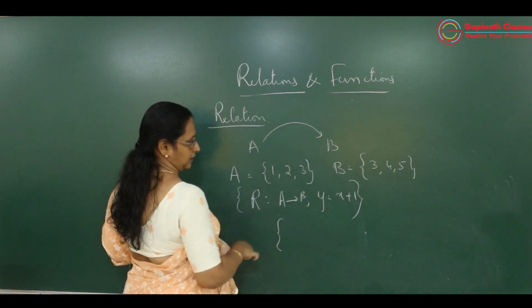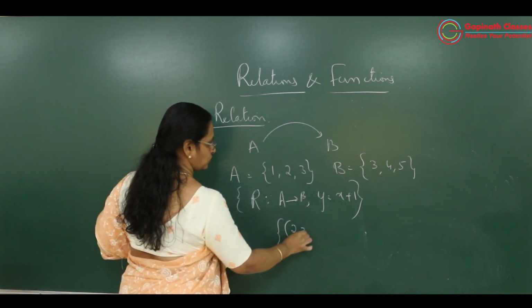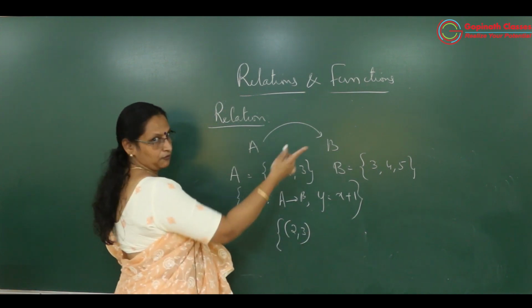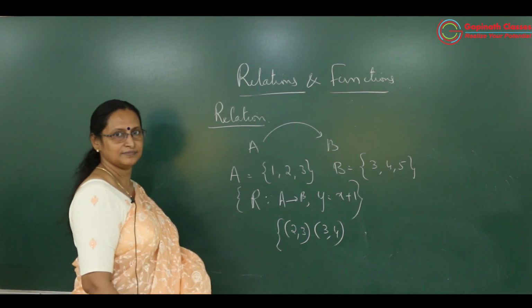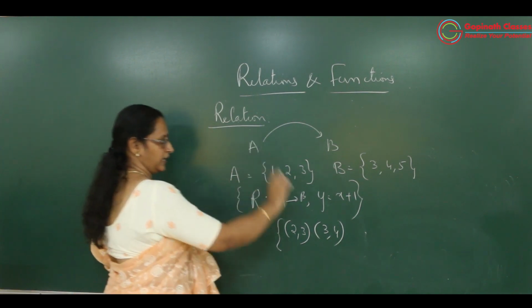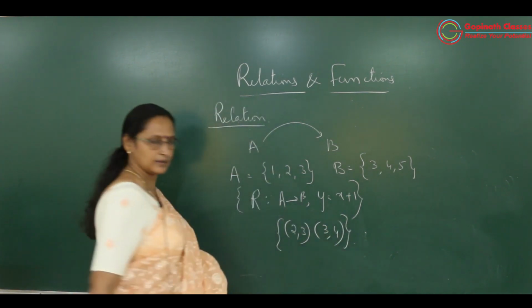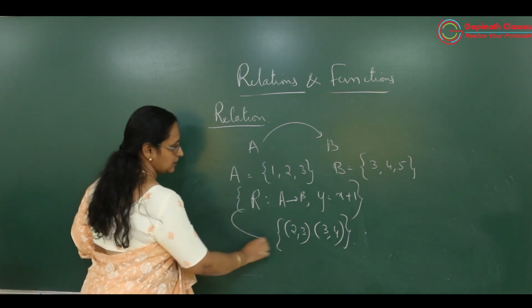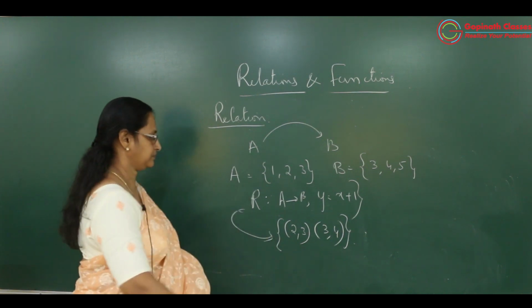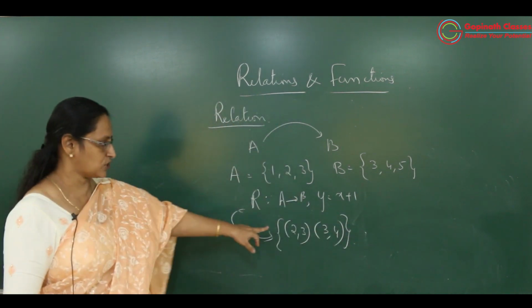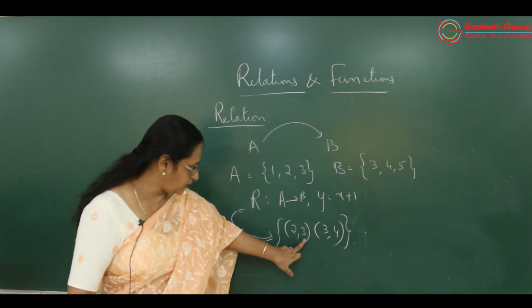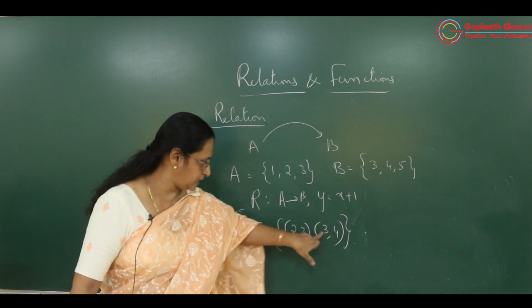You know 2, 3. Correct. 2, 3. Then 3, 4. Yes, 3, 4. Then anything else? 4, 5 is not there, 4 is not there here. So these are the numbers. This is the relation. So the relation is 2, 3 and 3, 4. Here you can see Y is X plus 1, Y is X plus 1.